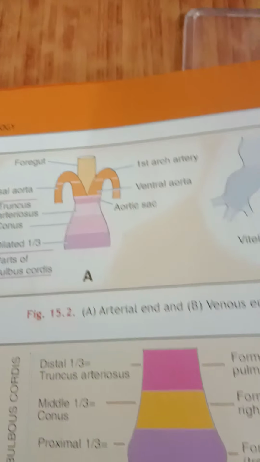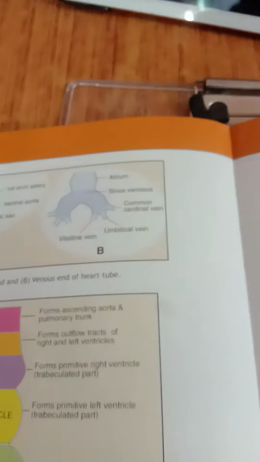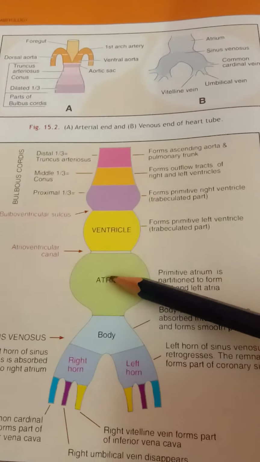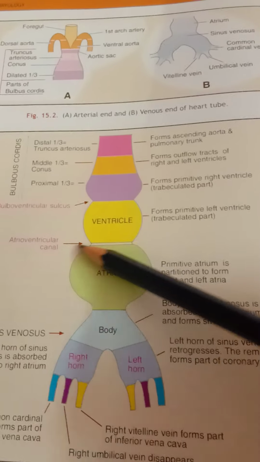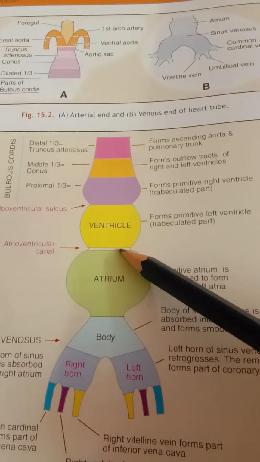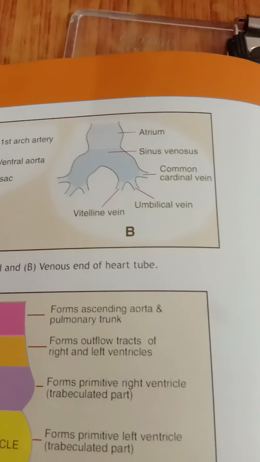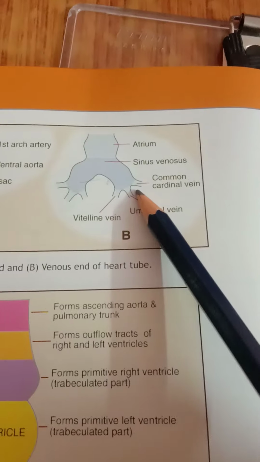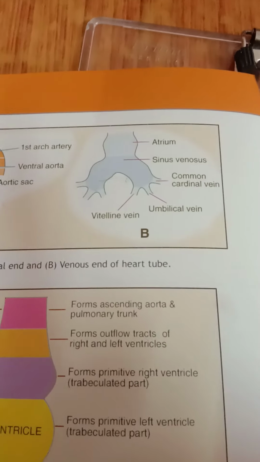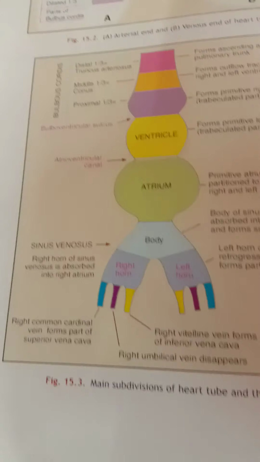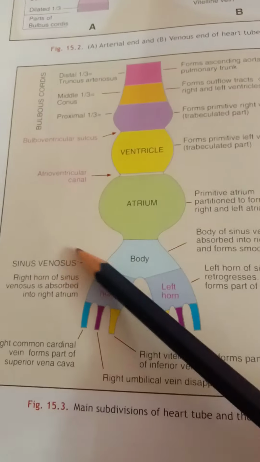Next we have the ventricle part, and next after the ventricle we have the atrium. The ventricle and atrium are connected by the atrioventricular canal in the middle. So this is the atrioventricular canal between the atrium and the ventricle. And next, at the venous end, we have our sinus venosus. You can see here this is the sinus venosus, and it has two horns, the right horn and left horn. Here you can see it clearly, right horn and left horn.